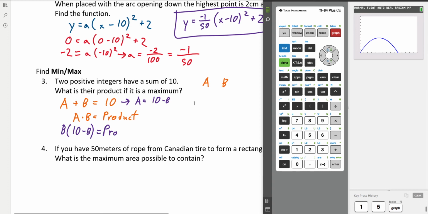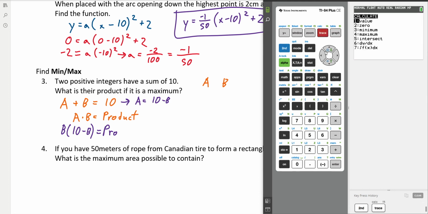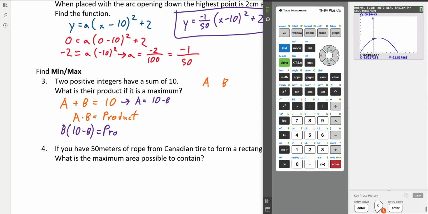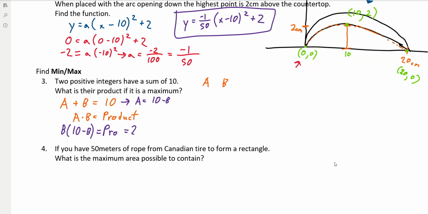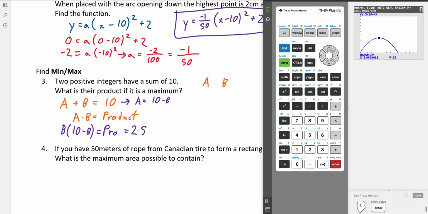All right, so what is the product if it's a maximum? Let's try to calculate: second function, calc, down to maximum. We need to find the left bound, so we go to the left of our maximum. Right bound, so we go to the right of our maximum, and then we guess, roughly at our maximum. It gives us a maximum of 25. So the product equals 25, and it tells us that our x is 5.